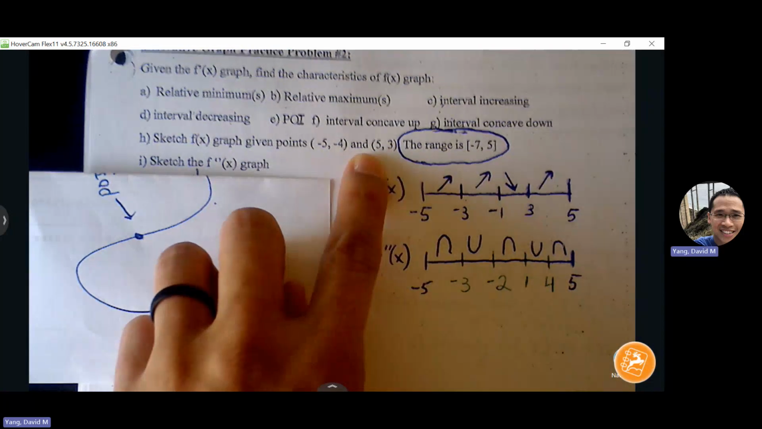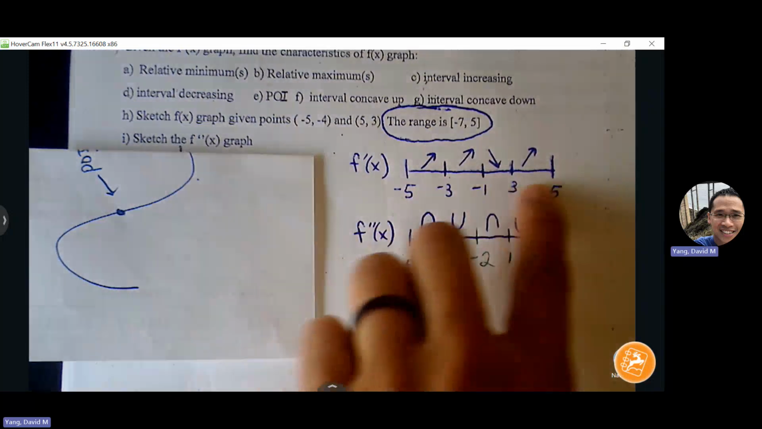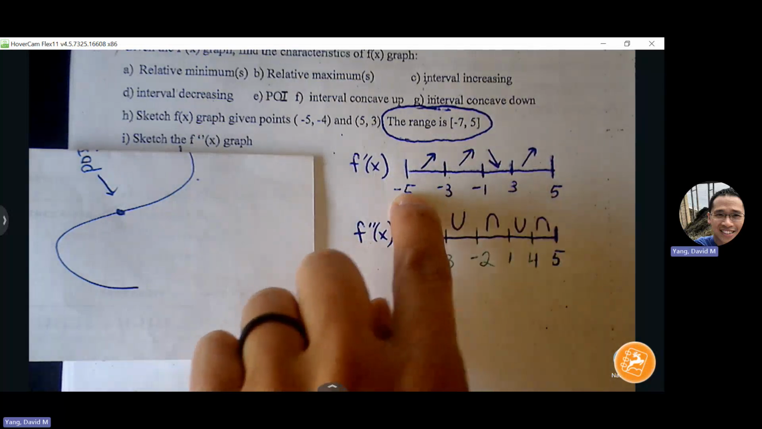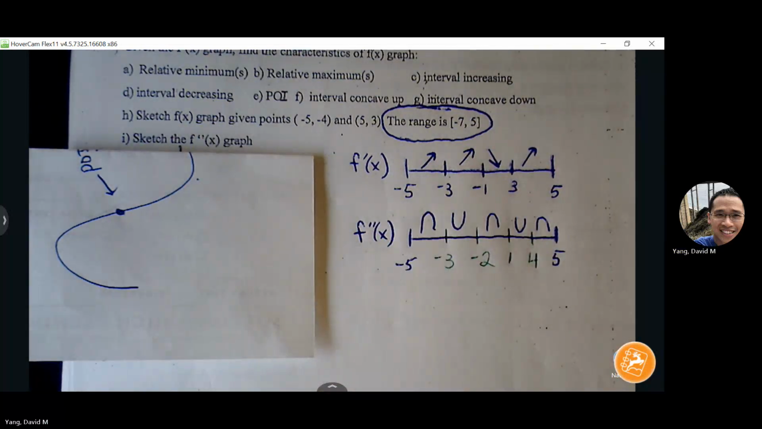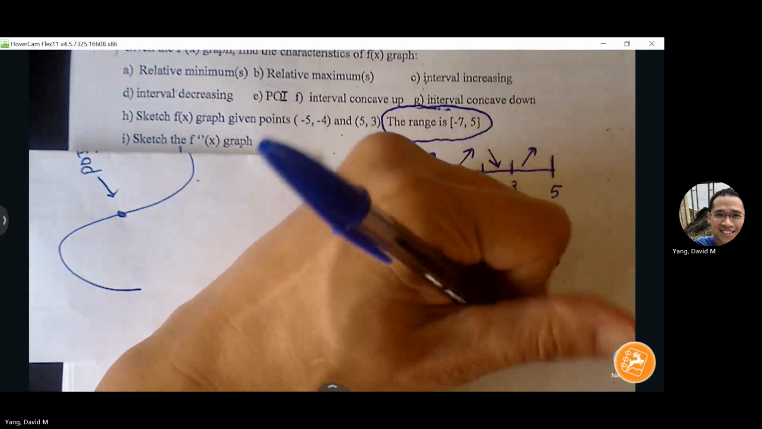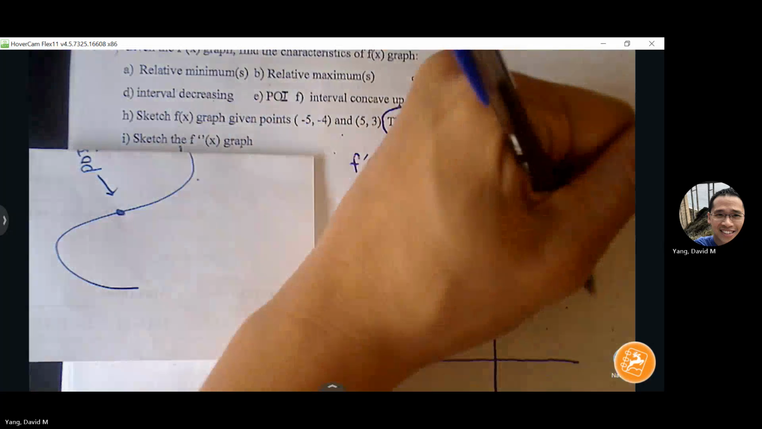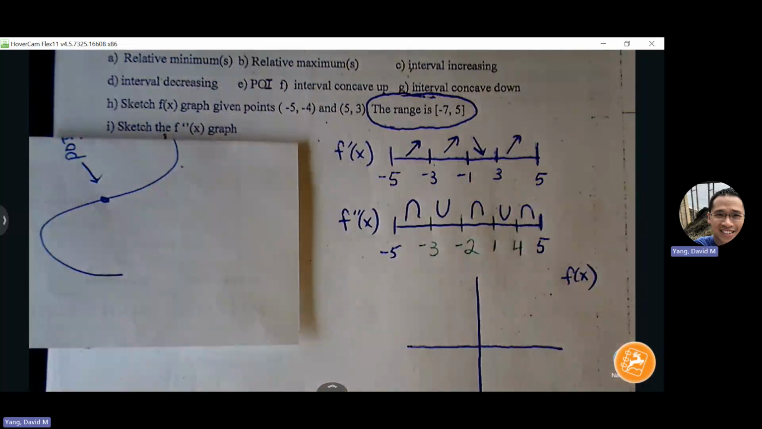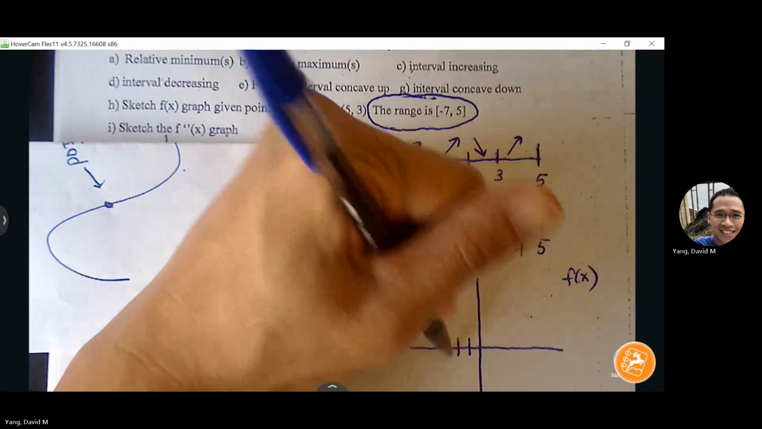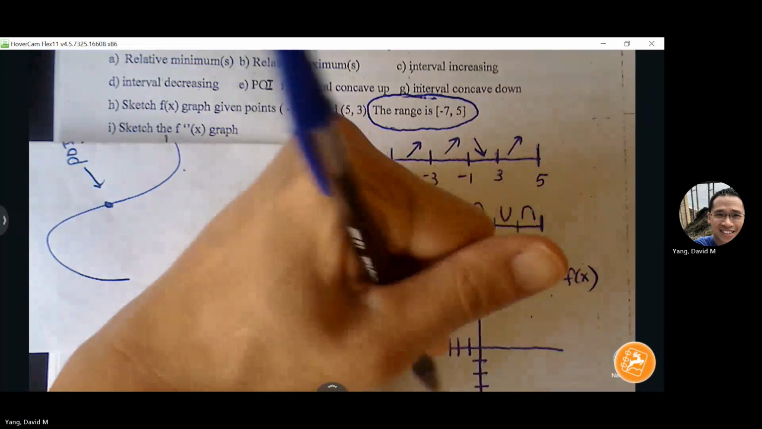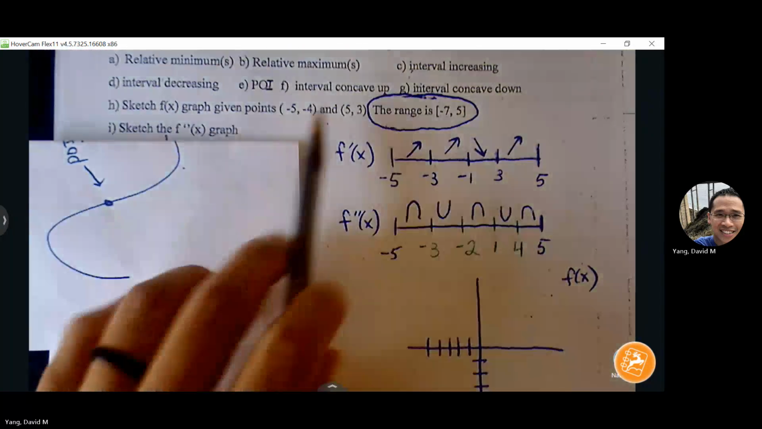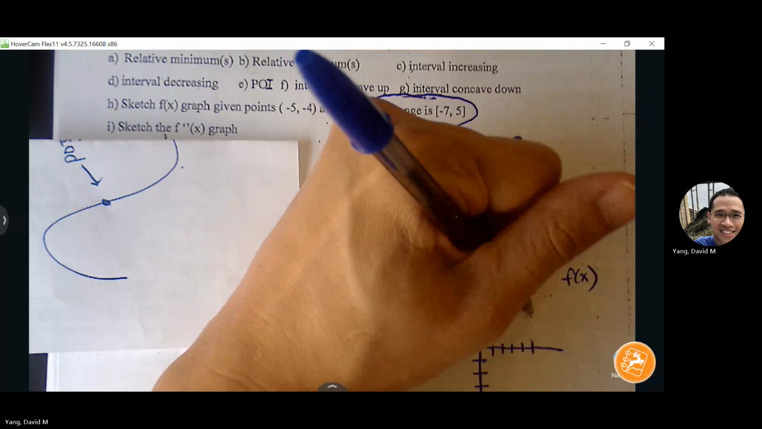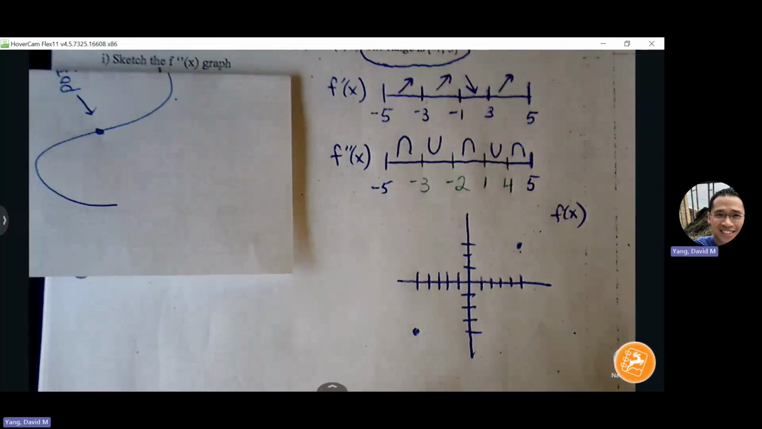We have two starting points. Let's go ahead and plot those points. And we're going to do a sketch, and then I'll talk about how that range is going to affect us. So we're going to do it lightly because we have to do some changes. Okay, so ordered pair -5, -4. Ordered pair 5, 3. Okay, we're going to start here and end here.